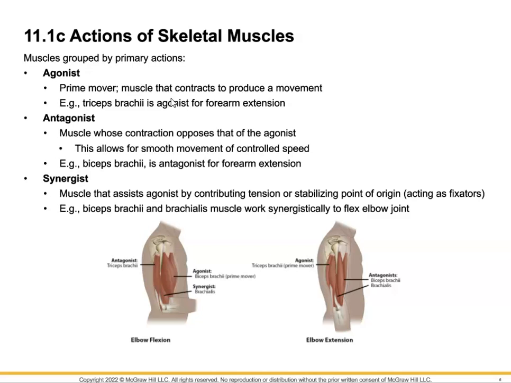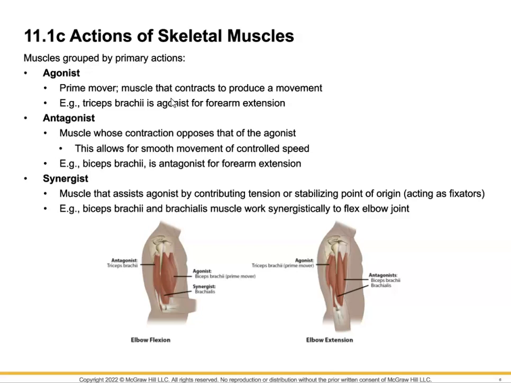I think of this like a seesaw. So one side goes up, the other side goes down. Well, if the agonist here, the triceps brachii, is contracting, that is extending or straightening the arm. The antagonist for that movement is the biceps brachii. When it contracts, it flexes the forearm, so that is the opposite action of extension.